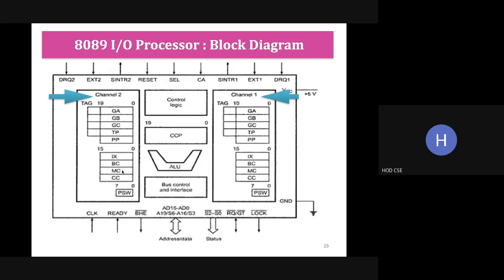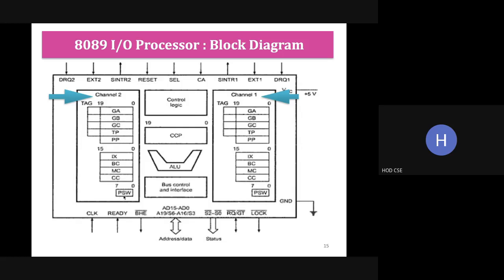The next one is the mask compare register. This mask compare register is used to terminate the DMA operation. Next one is the channel control register. As I said earlier, every device will have a control register and a status register. CC is the channel control register, which is used to control this IO processor. It is a 16-bit register.